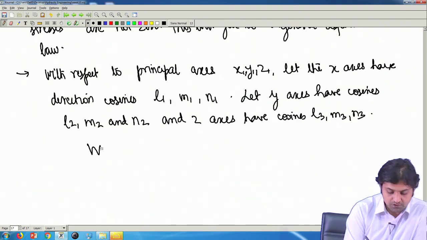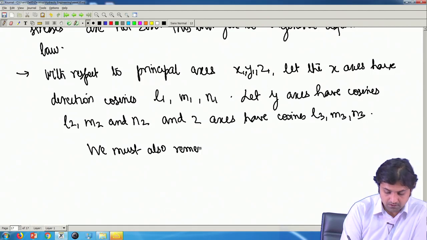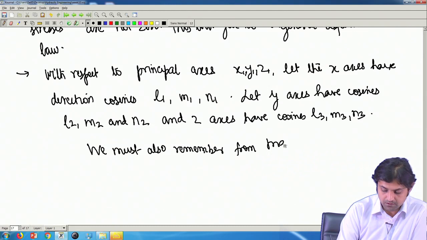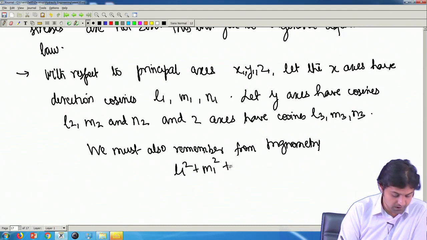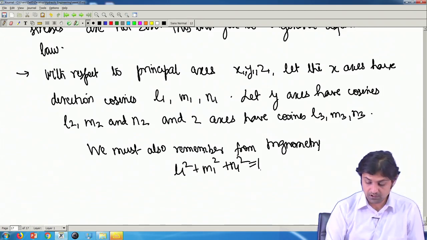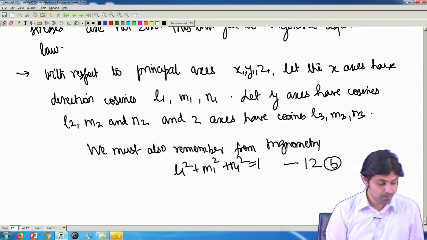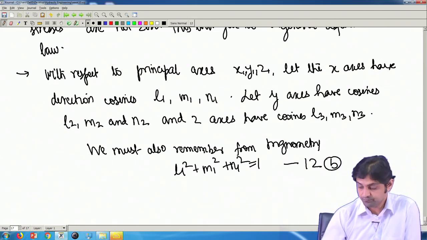We must also remember from trigonometry that L1 square plus M1 square plus N1 square is equal to 1 and so on, okay, and this equation we call equation number 12b. All right.